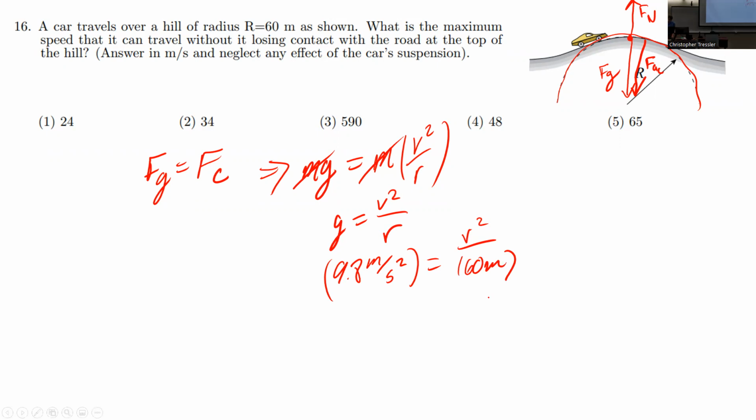If we multiply this over, we get meters squared per second squared. And what's the square root of meters squared per second squared? It's meters per second, so that is the correct unit. If I do 9.8 times 60 and then take the square root, we get v is equal to 24.25 meters per second. Final answer.